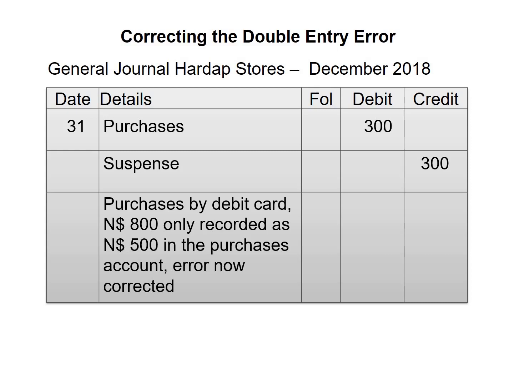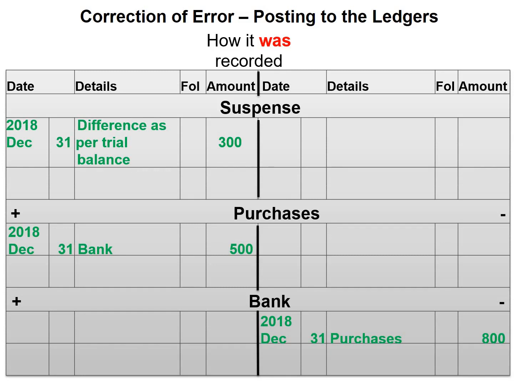Now let's see how this would look like in our ledger account. Now how this was recorded was purchases was debited with 500 and bank credited with 800, and then we opened a suspense account of 300 on the debit side. Now how we would correct this error will be as follows.